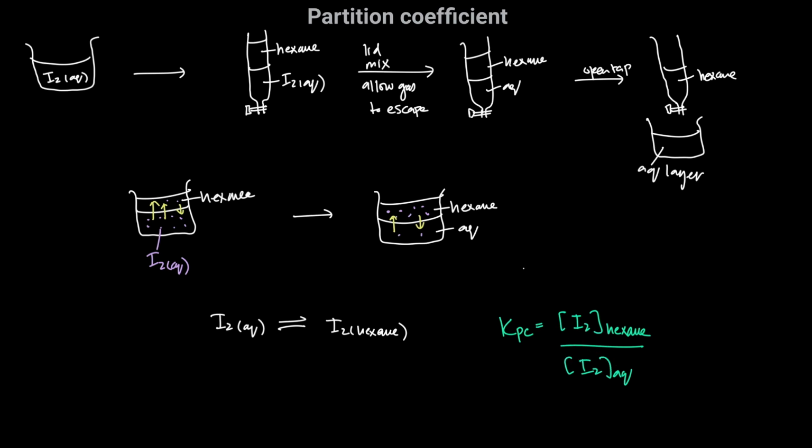Here we expect the partition coefficient to be greater than 1 because iodine is more soluble in hexane than in water. Okay, it is more soluble in hexane than in water. And the reason why is because iodine is a non-polar molecule, so it will be more soluble in non-polar solvents such as hexane as opposed to polar solvents such as water. So now let's solve the following question.